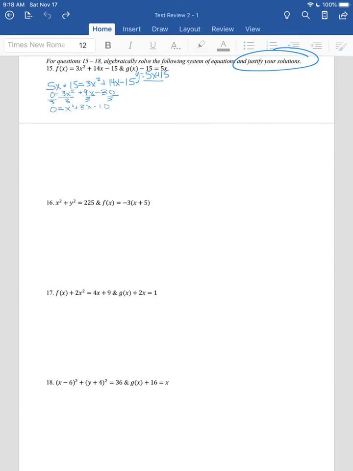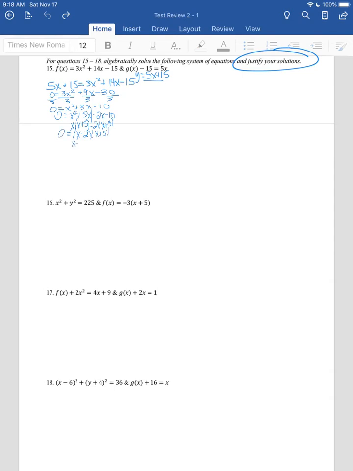And now I'm going to factor. Two numbers that multiply to be -10 but add to be +3 are going to be positive 5x minus 2x minus 10 equals 0. Factor by grouping: x times (x plus 5) minus 2 times (x plus 5). So this is (x minus 2)(x plus 5) equals 0.